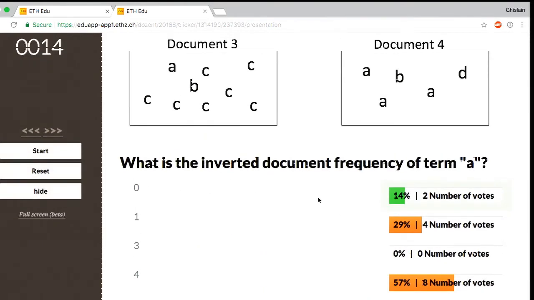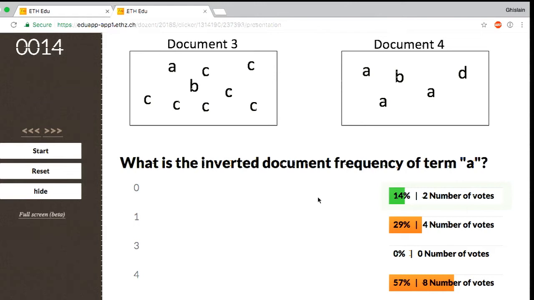Ah, interesting. So 4 is the document frequency. 4 is the number of documents in which term A appears. So this is not the inverted document frequency. For 1, how did you get that? You probably divided the total number of documents by 4. So 4 divided by 4 gives you 1. What did you miss here? One thing that you forgot.